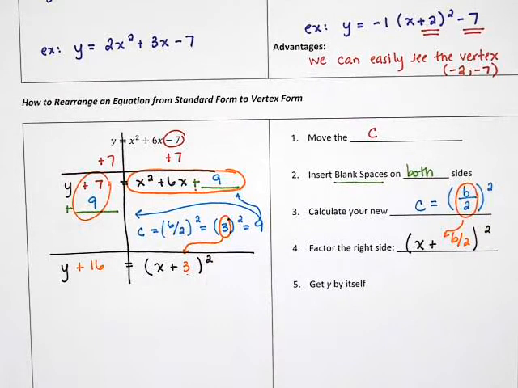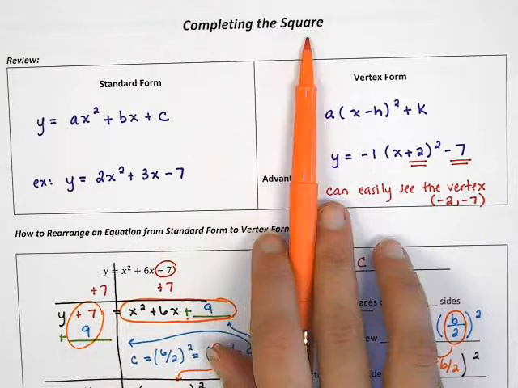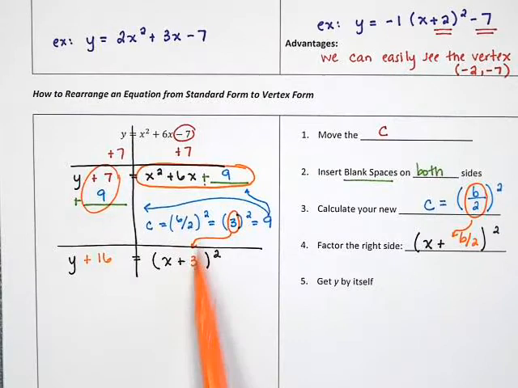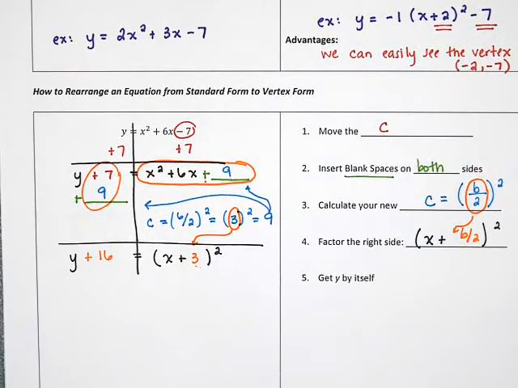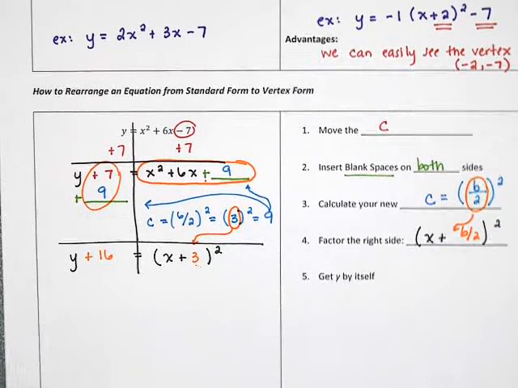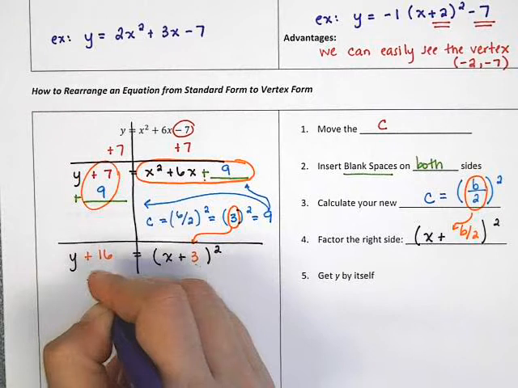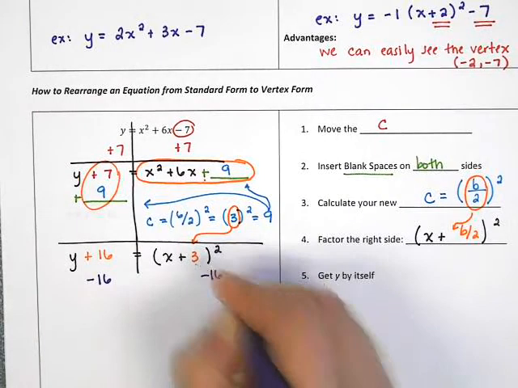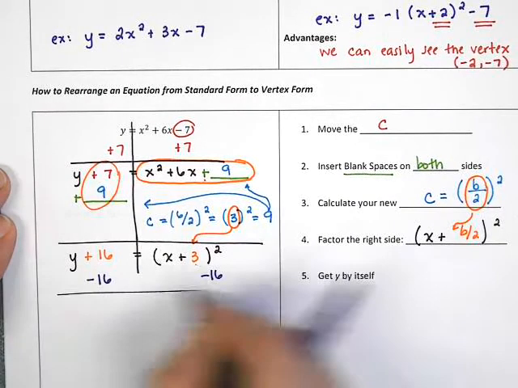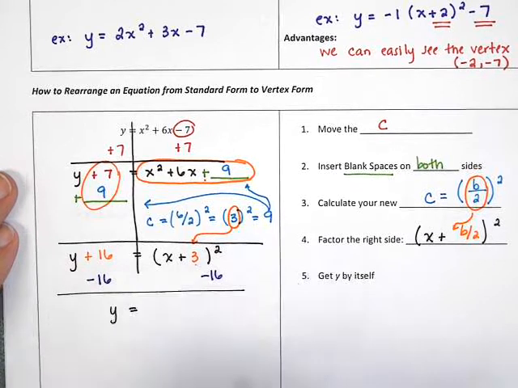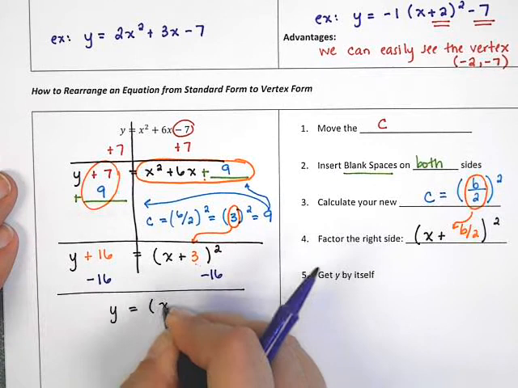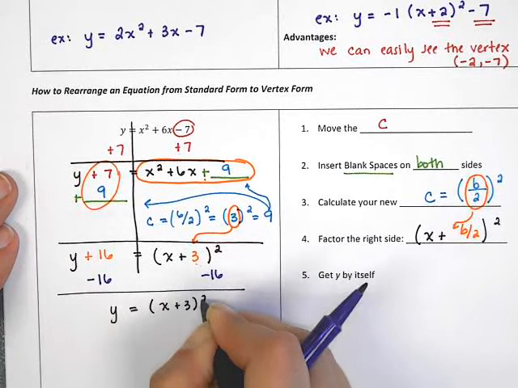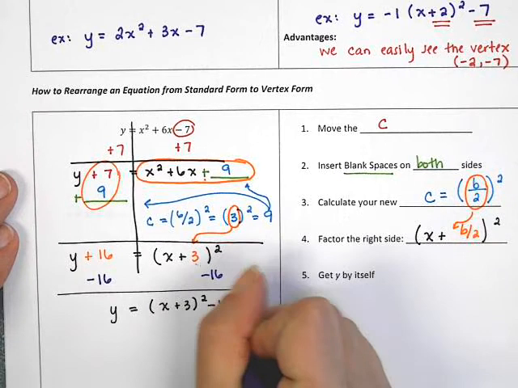That's why this process is called completing the square, because on the right side of your equation, you're making a perfect square. The last step then is to get y by itself again. So right now there's a plus 16. I'm just going to subtract 16 on both sides, and I'm going to have y equals parentheses x plus 3 squared, and then minus 16. And I'm done.